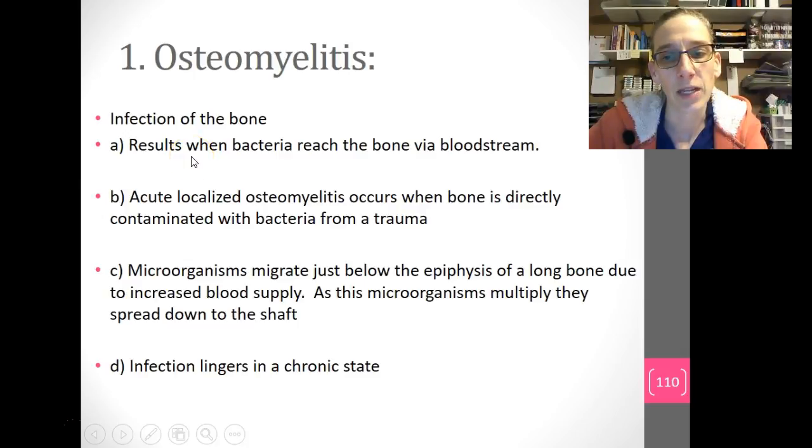Microorganisms migrate just below the epiphysis. Look that up if you don't remember. Of a long bone due to increased blood supply. As the microorganisms multiply, they spread down to the shaft. Infection lingers in a necrotic state. It's difficult to penetrate the infected tissue with systemic antibiotics, therefore the bone gets weakened and you have an increased incidence of fractures when you have things like osteomyelitis.